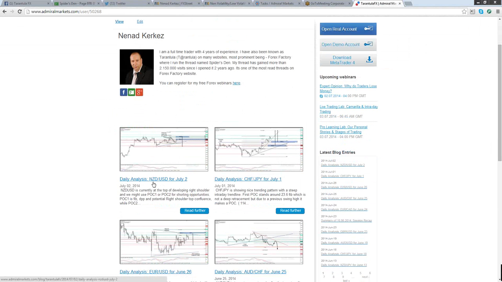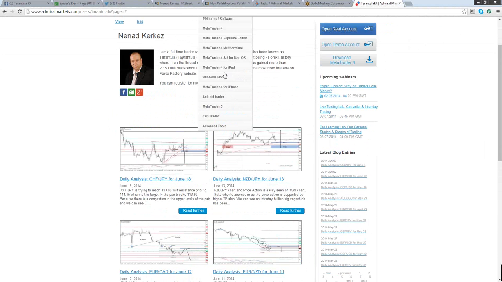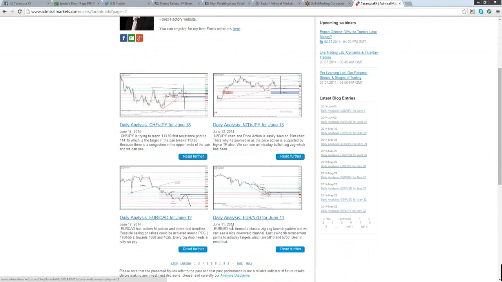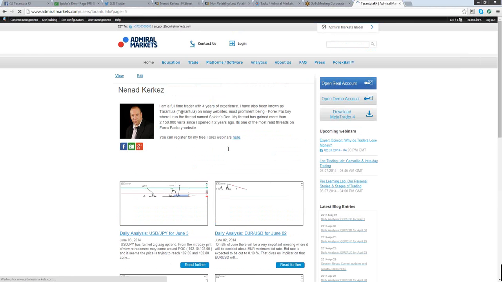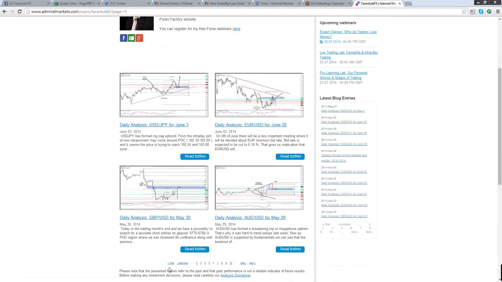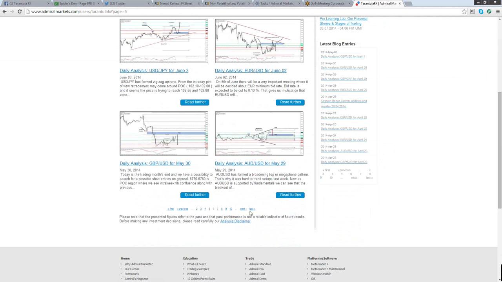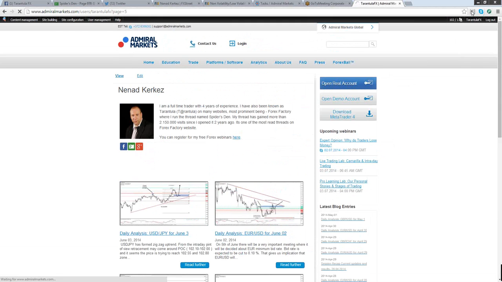Swiss yen, New Zealand dollar, euro-dollar, Aussie Swissy. Let's randomly jump to another page. Swiss yen, New Zealand yen, Euro CAD, Euro New Zealand. Dollar yen, Euro dollar, cable Aussie. Many different pairs.